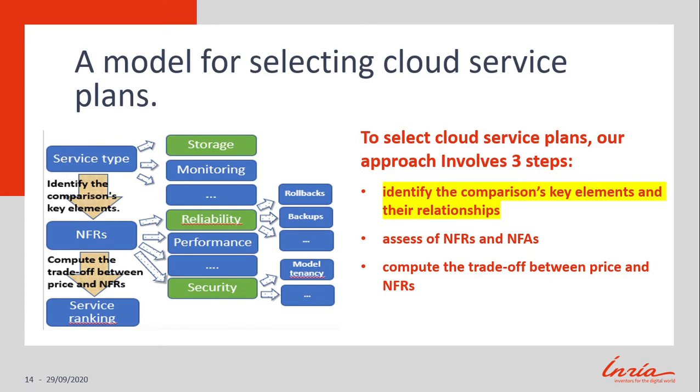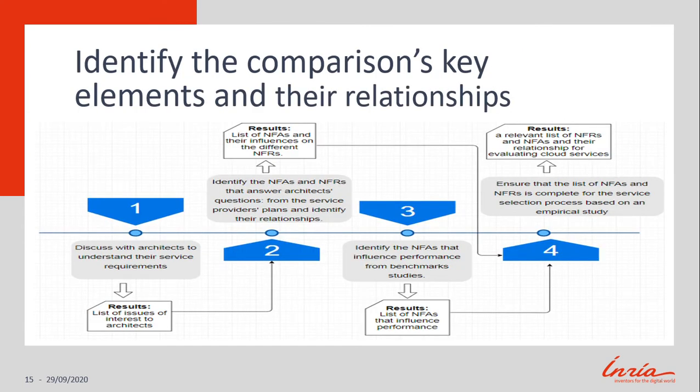In this presentation, we addressed the first part of our study, which consists of identifying the key elements of the comparison and their relationships. To identify the comparison key elements and their relationships, we first discuss with architects to understand their service requirements. Next, we identify the NFA and NFL that answer architects' questions and their relationships from the service provider plan.